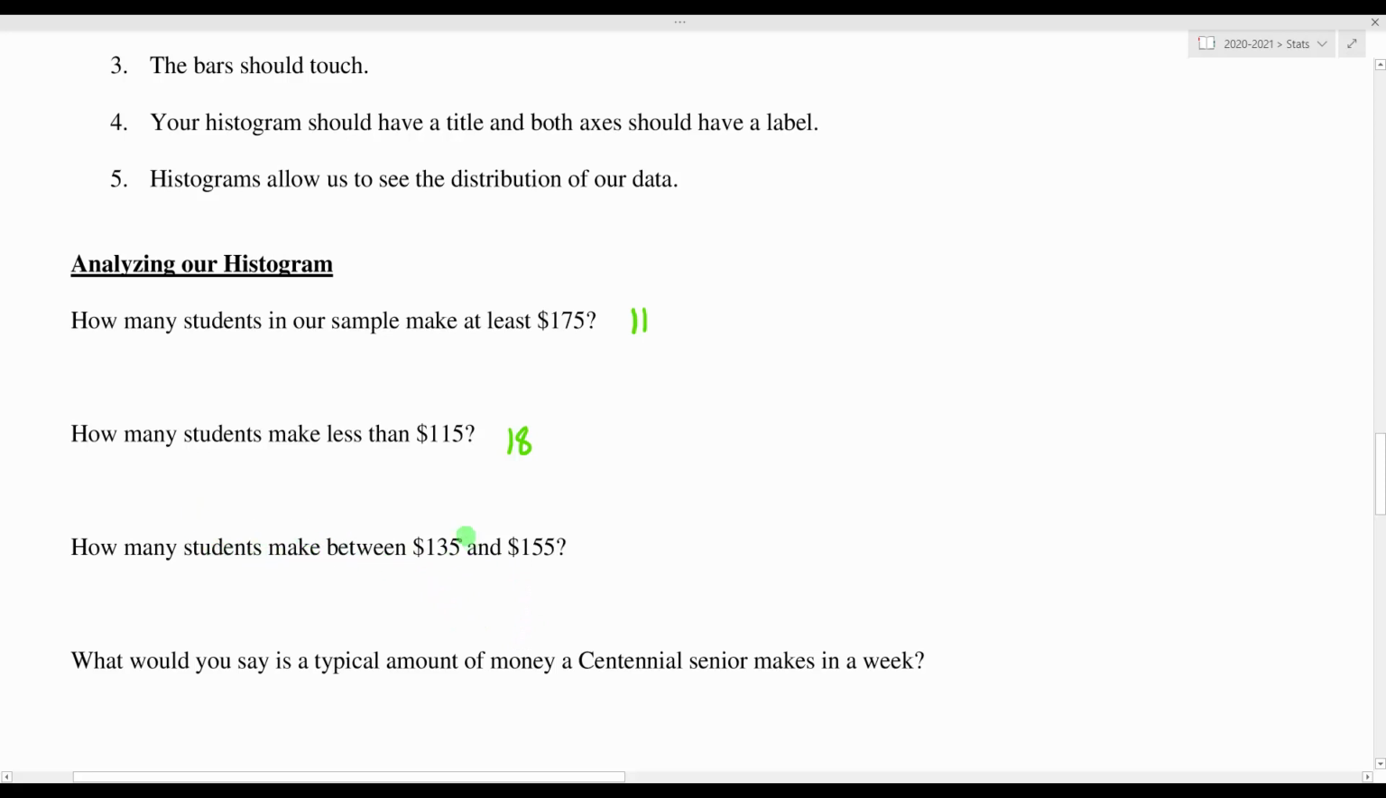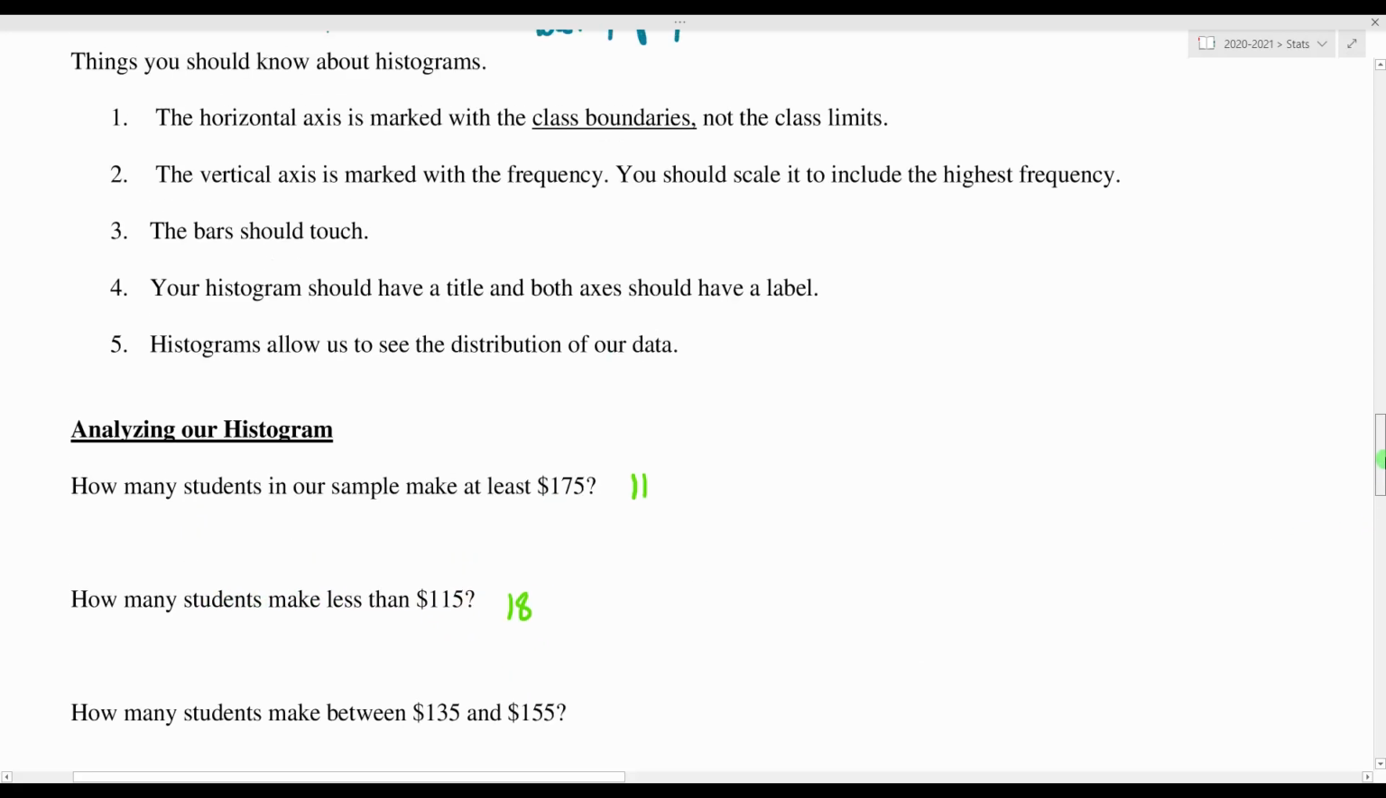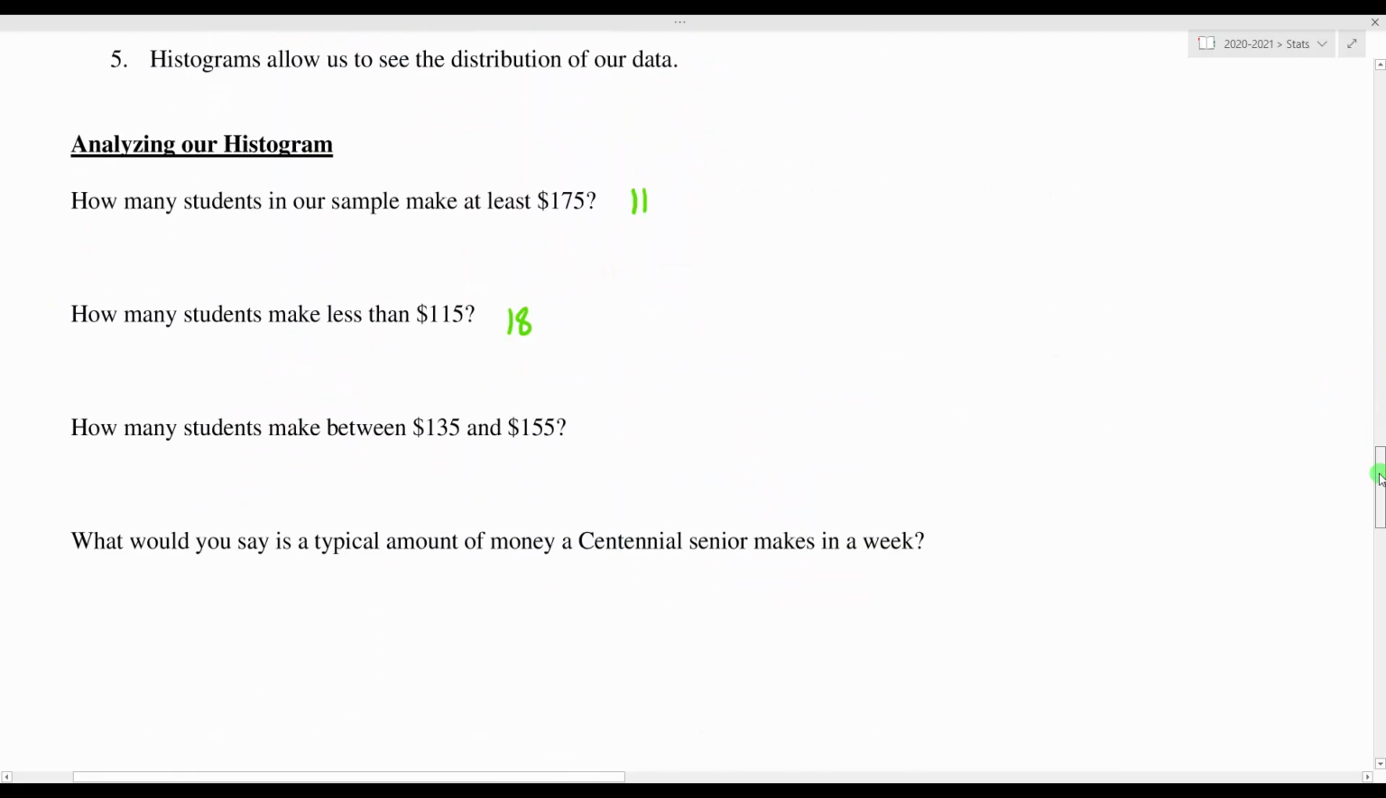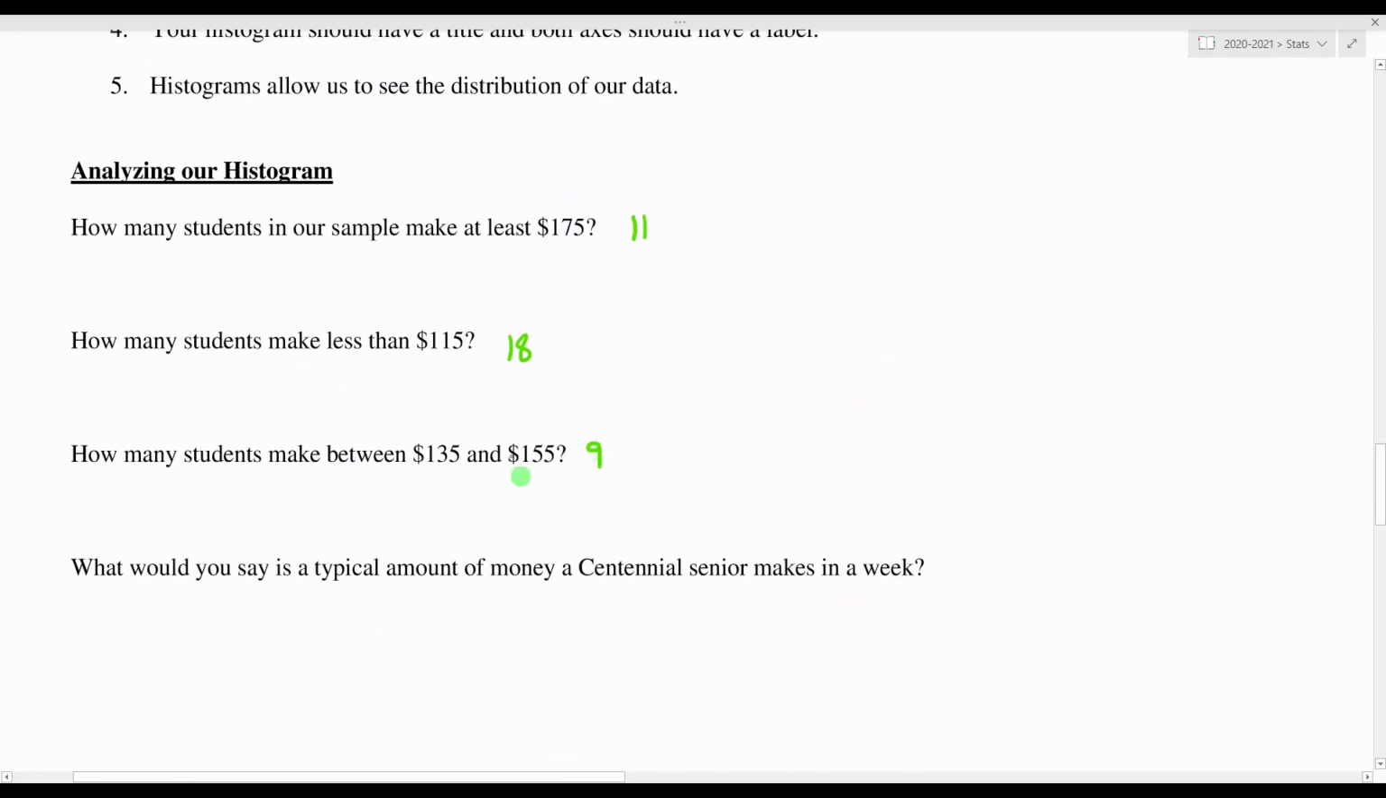Now this one says how many students make in between 135 and 155. Okay, so I'm going to go back up here to my histogram. So remember, 135 starts here at this class boundary of 134.5, and then 155 is here, right? So we're looking for a between. So we're just actually looking at a single class, which is this bar right here, which is 9. Okay, so we'd say there are 9 students that make in between 135 and 155. This one might have been easier to answer from the frequency table. You could answer the same questions from the frequency table, but the histogram does tend to make it a little bit easier.